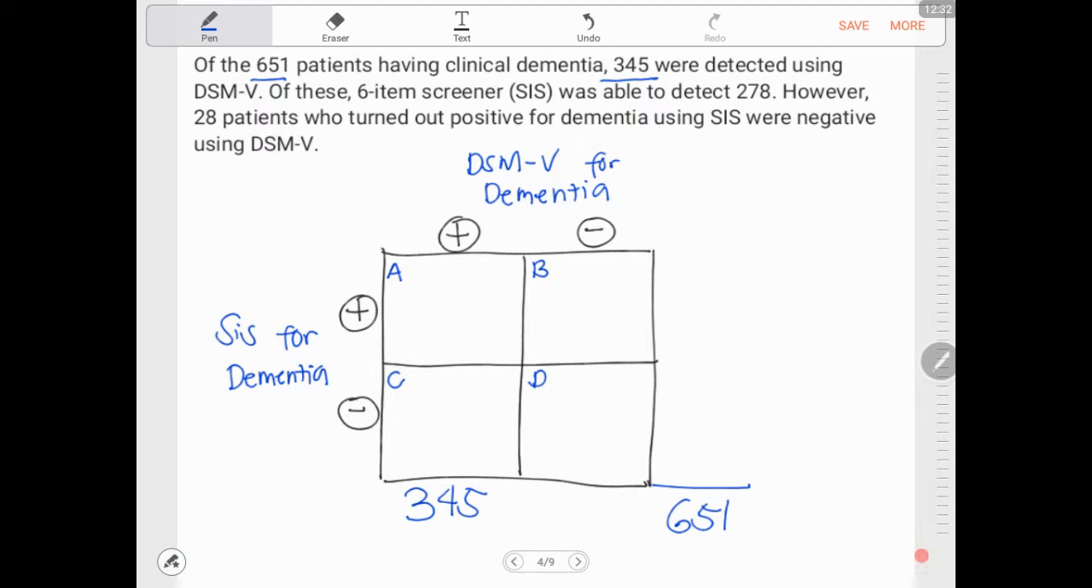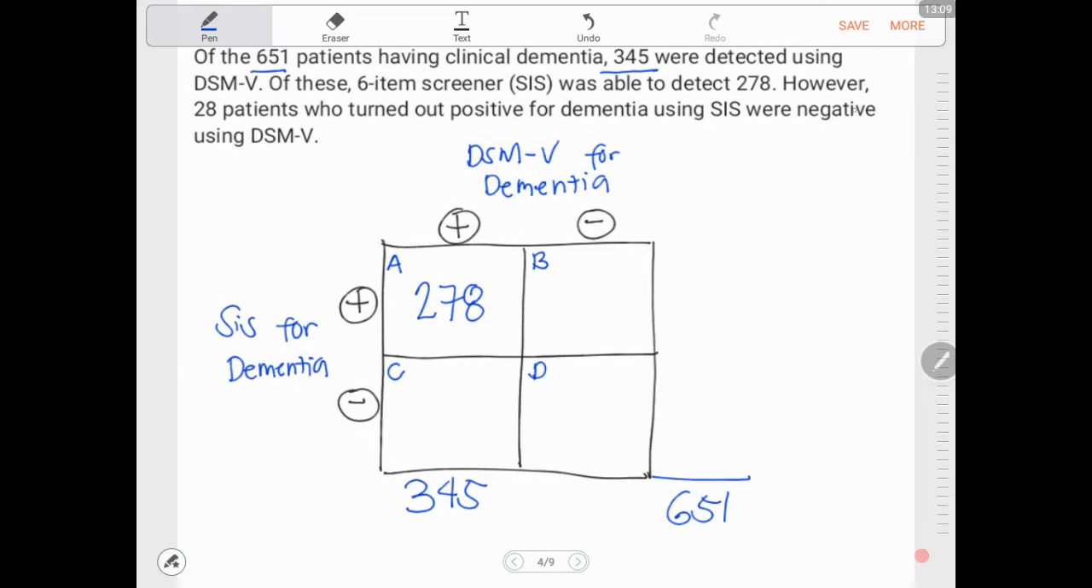Next, of these, sa 345 na yan, the 6-item screener was able to detect 278. So, sa 345 daw na yan, 278 ang nag-positive sa SIS for dementia. So, saan mo siya ilalagay? Dito or dito? Natural. Dito mo siya ilalagay. 278. Alright.